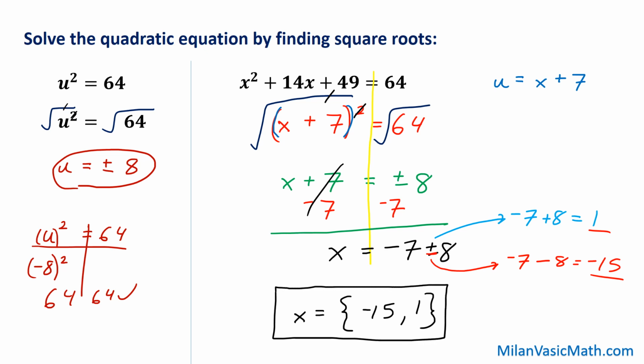We could quickly check if 1 is the solution, because this would be 1 plus 14 plus 49. And 1 plus 49 is 50, plus 14 is 64. So you know that 1 works out, and then also double check that negative 15 is a solution. And you will see that it is.